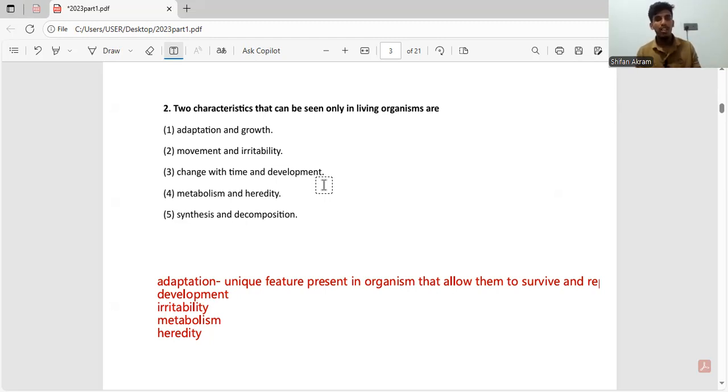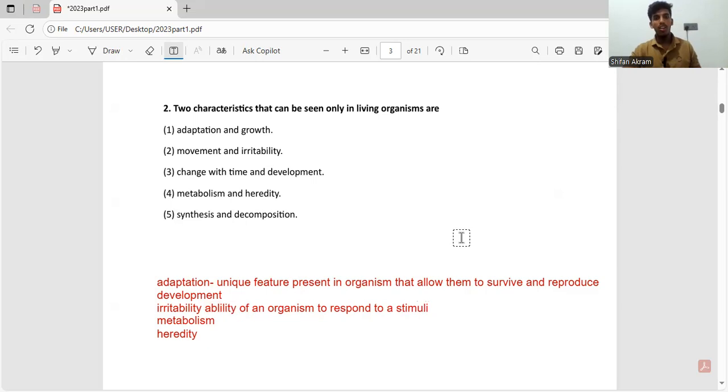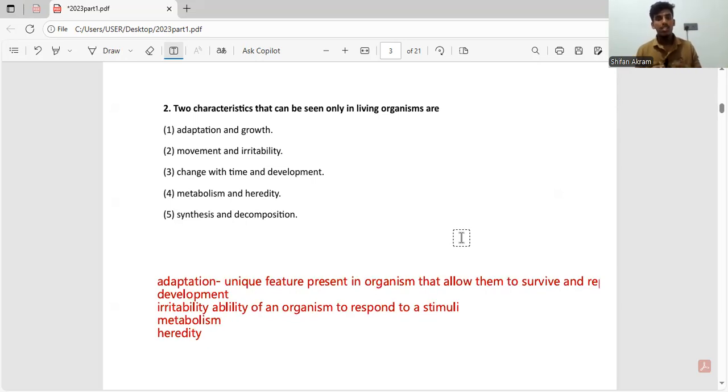So it is not something only related to living organisms. Then we have irritability. So what is irritability? Irritability is the ability of an organism to respond to a stimuli. Let's write that down: ability of an organism to respond to a stimuli. So only living things can respond to the stimuli that is present in the external environment, right?